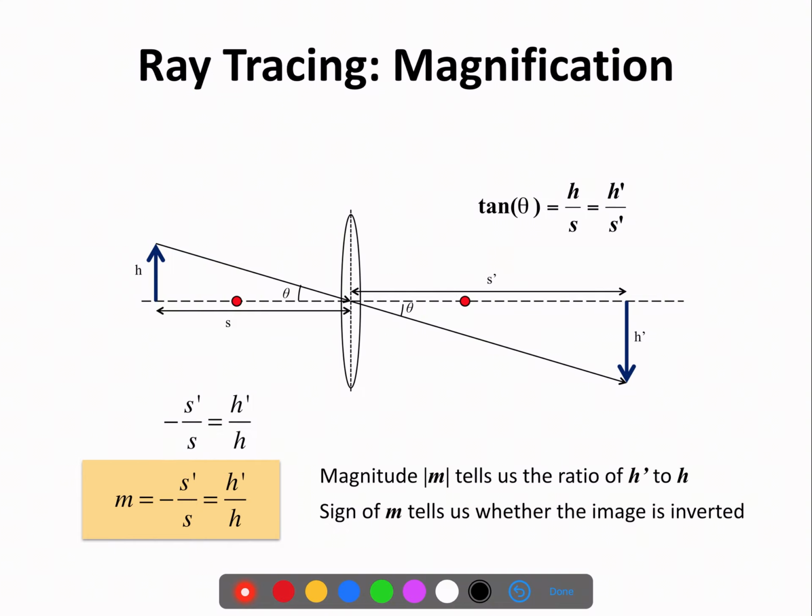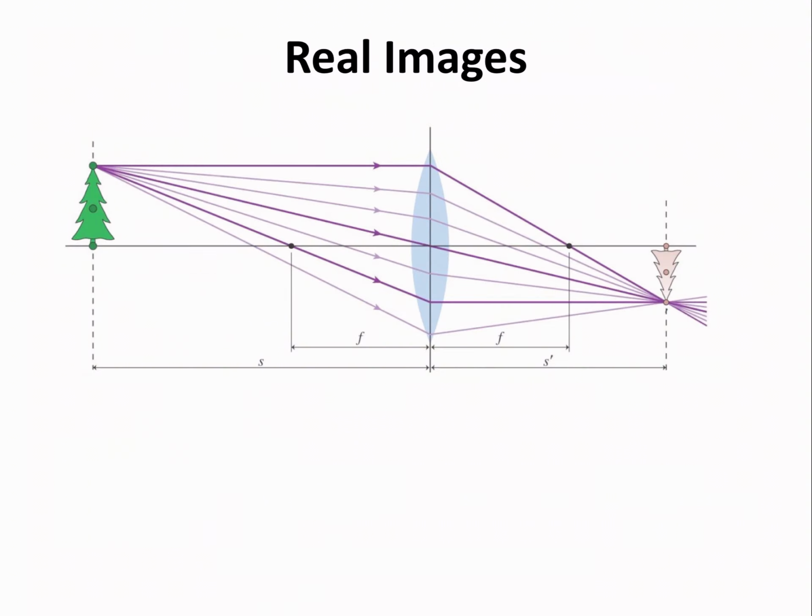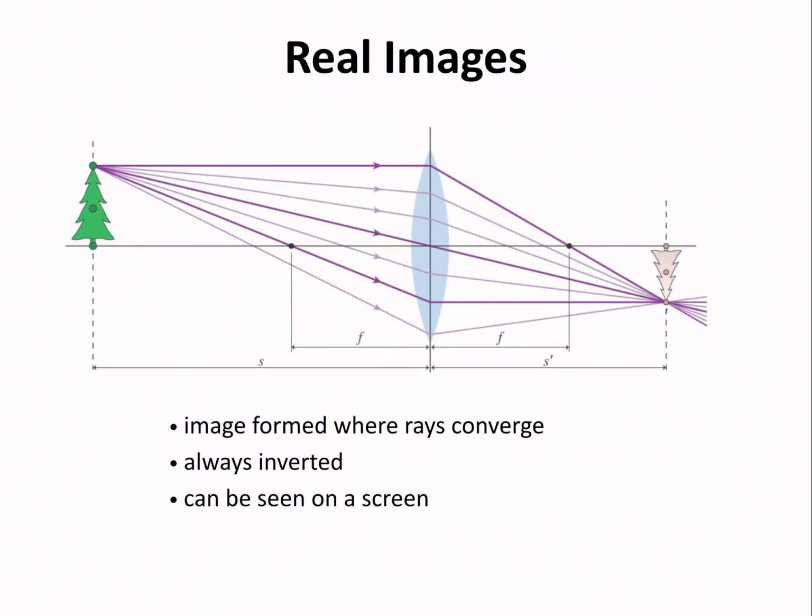So the magnitude tells us the ratio of H to H prime, and the sign of M, the magnification, tells us if the image is upright or inverted. So here's some notes about real images. They're formed where rays converge. They're always inverted, so they're always upside down, and they can be seen on a screen. They can be projected, okay?